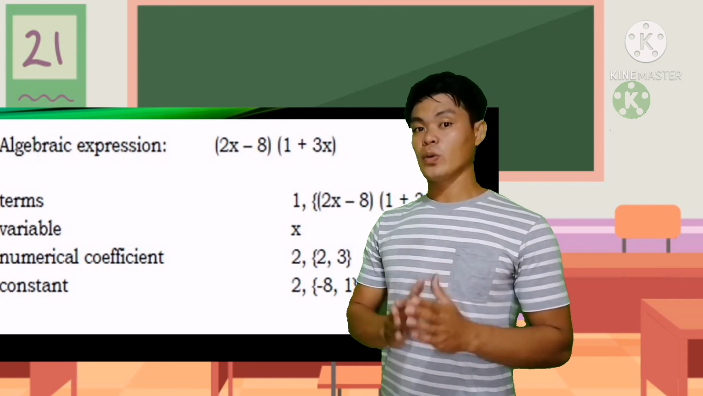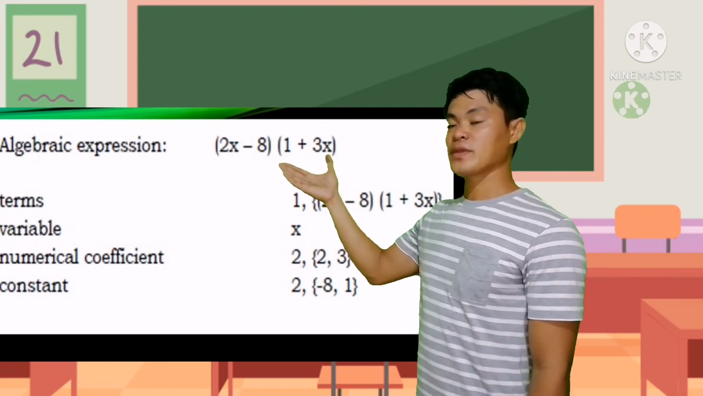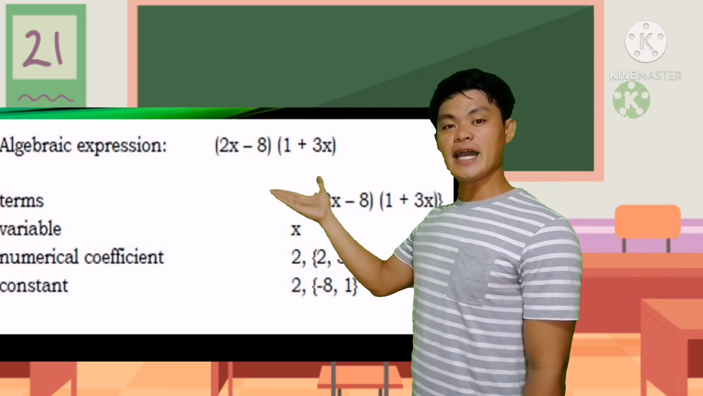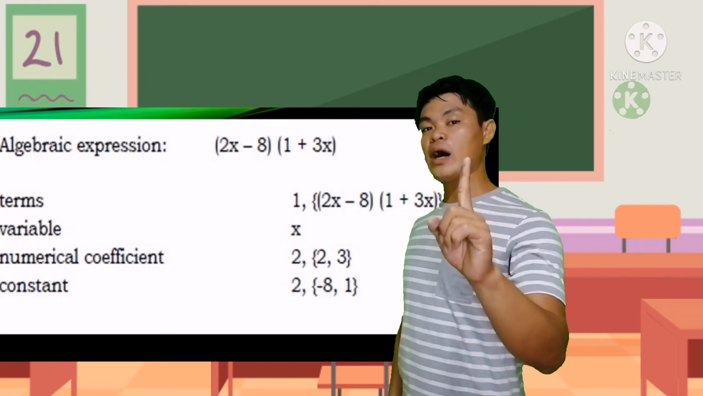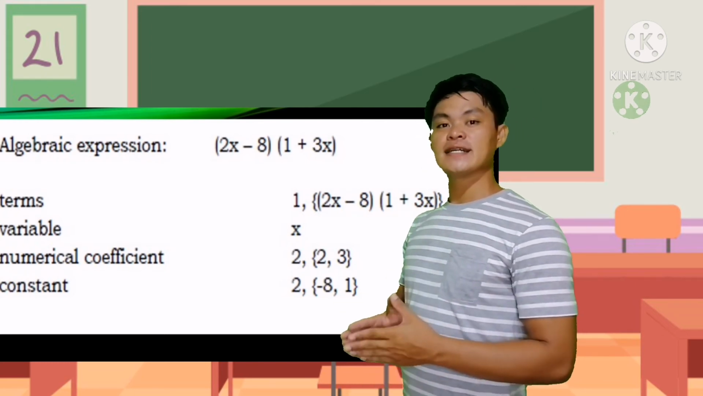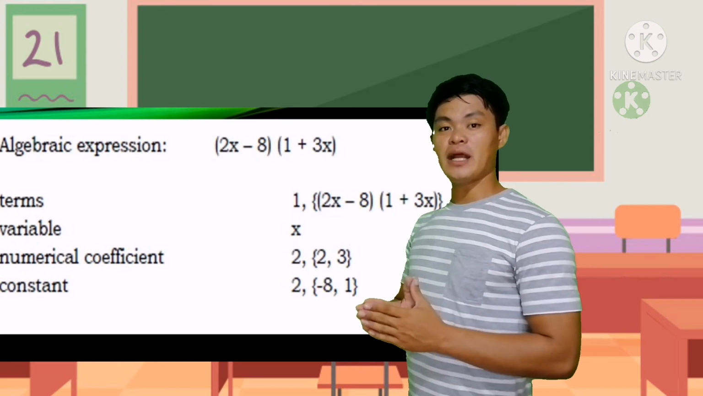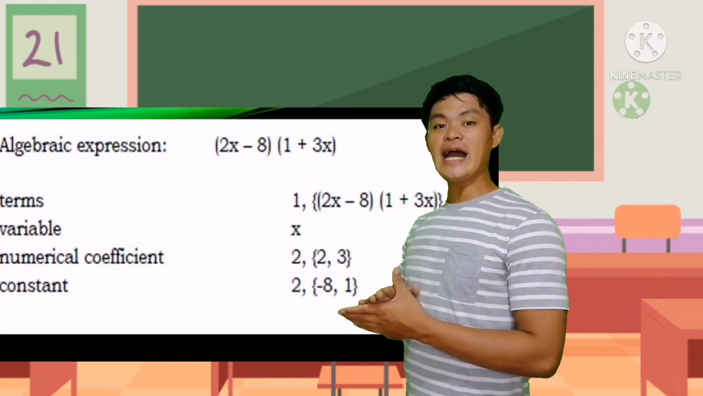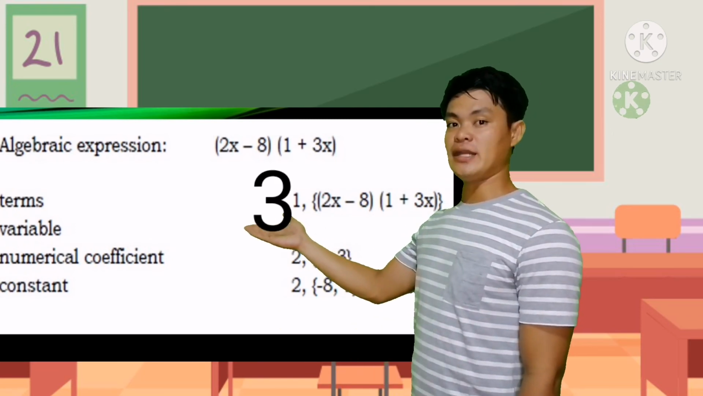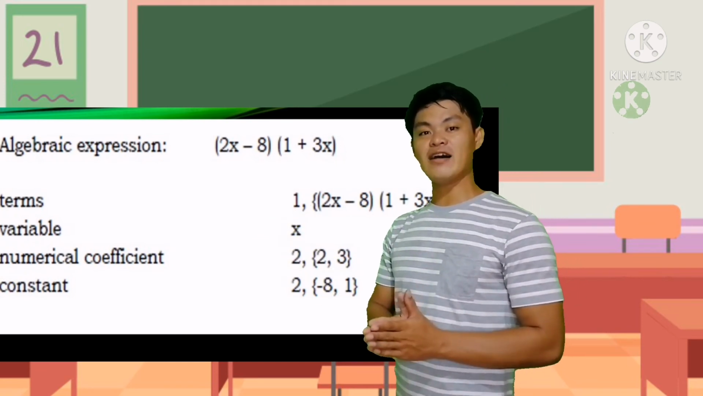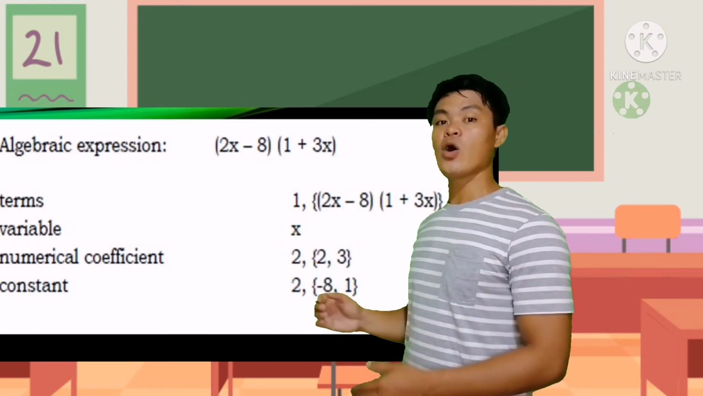Alright, let us check your work. The algebraic expression in these word phrases must be 2x minus 8 times (1 plus 3x). In this expression, we only have one term, the 2x minus 8 times (1 plus 3x). Our variable in this expression is x, and we have two numerical coefficients, the numbers 2 and 3. And we also have two constants, the negative 8 and 1.